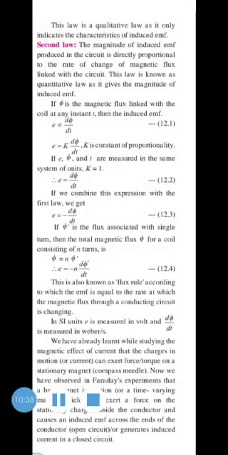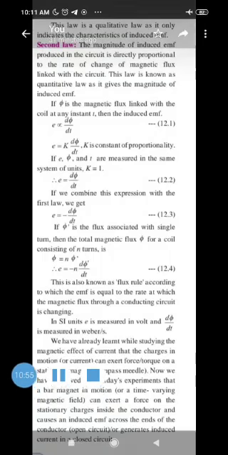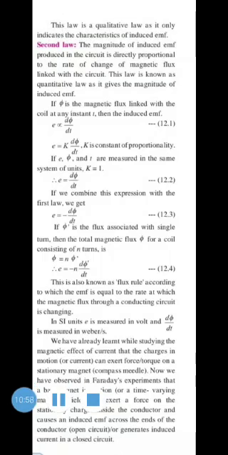Now phi is the flux with a single turn. If we consider the number of turns as n for that coil, then phi equals number of turns times phi dash, and therefore E equals minus n d phi dash by dt. This is also known as the flux rule, according to which EMF is equal to the rate at which magnetic flux through a conducting circuit is changing. E is measured in volt and d phi by dt is measured in Weber per second.